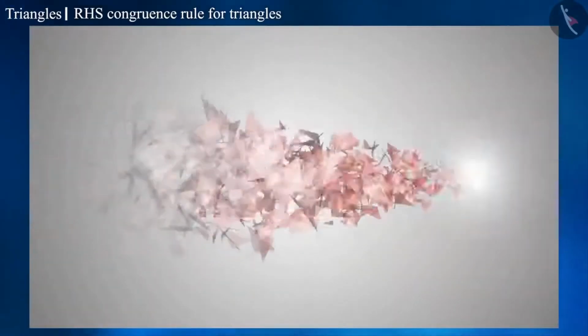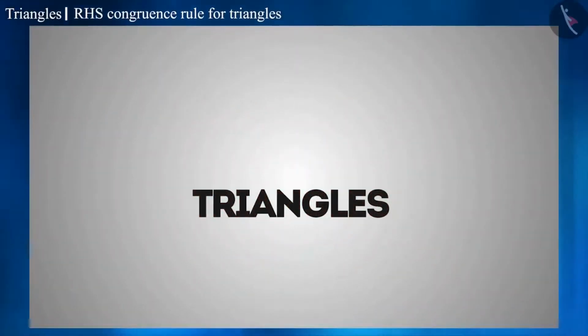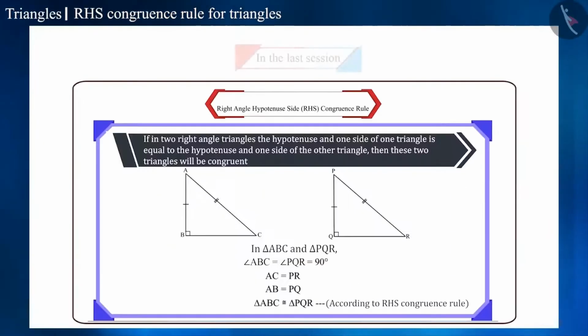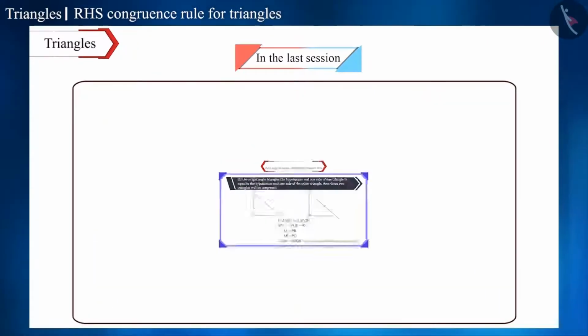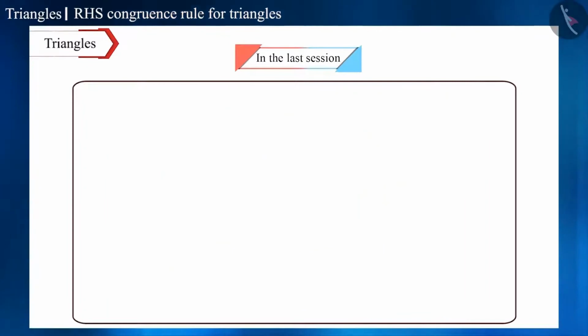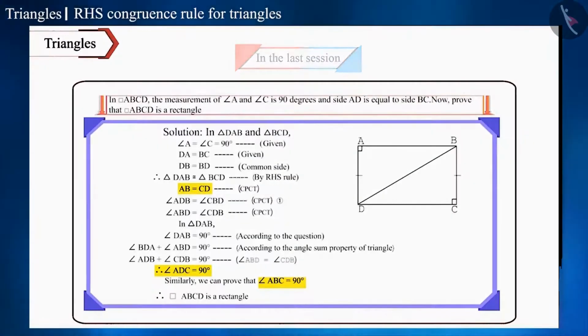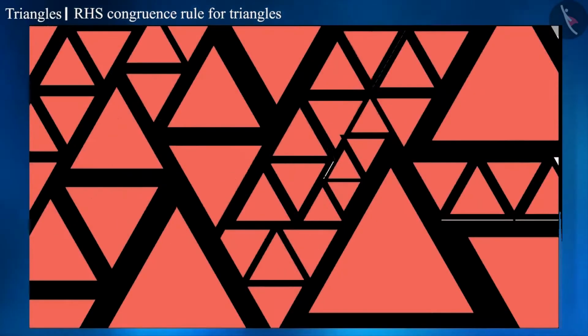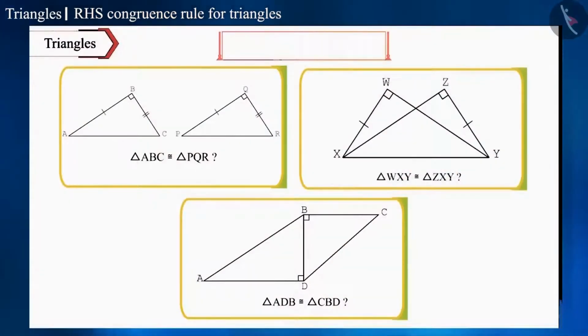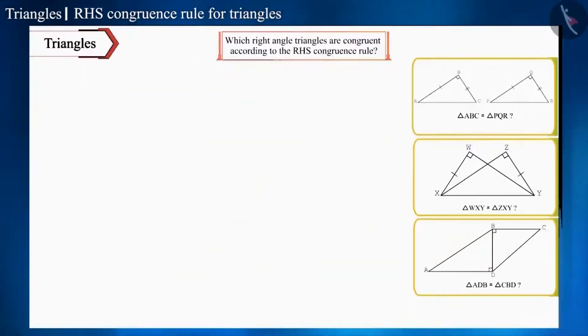Hello friends. Welcome to this video on triangles. In the previous video, we solved some questions based on the right angle hypotenuse side congruence rule, RHS. Today, we will discuss some more concepts based on it. So let's start. Look at the figures given on the screen and tell which right angle triangles are congruent according to the RHS congruence rule.